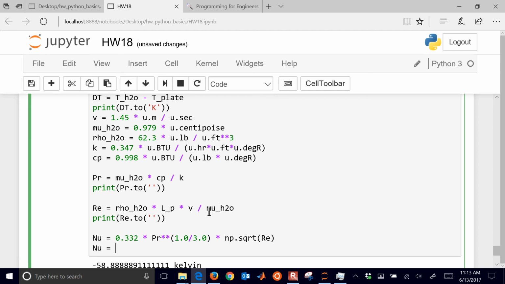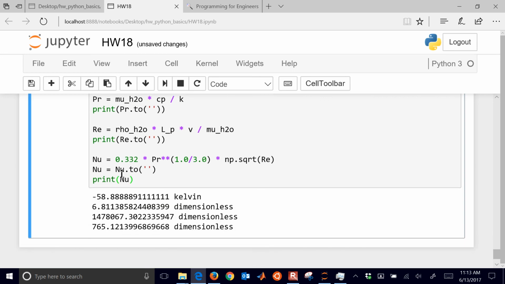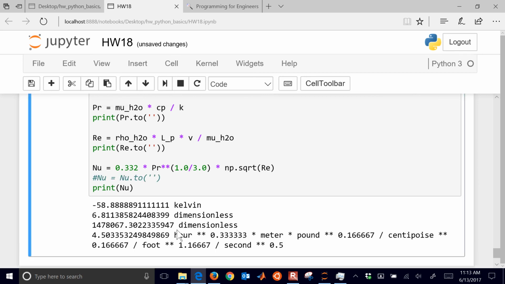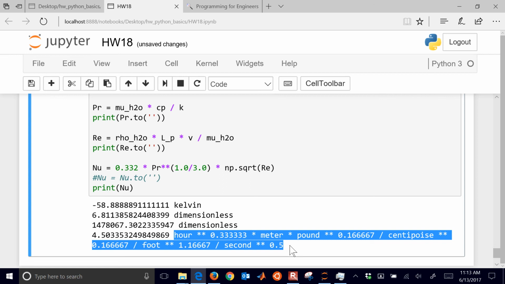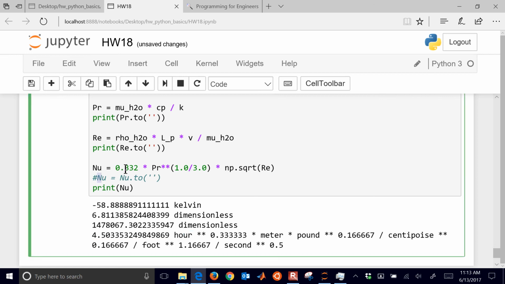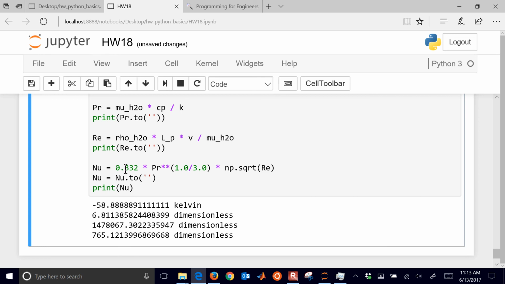Okay, I'm just going to convert the Nusselt number permanently to be dimensionless, and then I'll print Nusselt number. Okay, and if I don't do this, then I'm going to get some really funny units there. It doesn't really cancel them out. Doesn't identify that it's able to cancel those out. So I just need to make sure that it's dimensionless, and give me a number there.